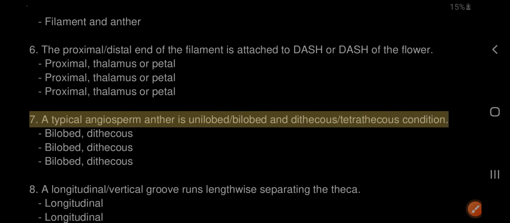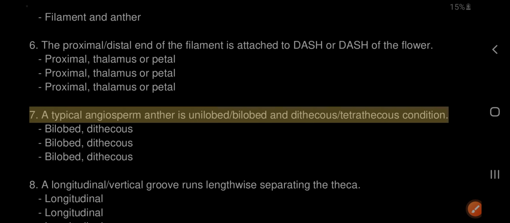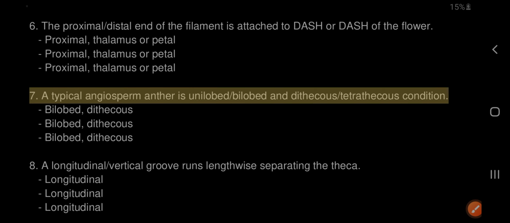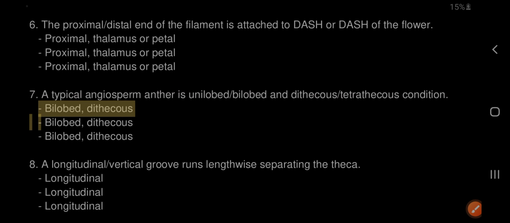7. A typical angiosperm anther is a bilobed, dithecous, tetrasporangiate condition. Bilobed, dithecous.